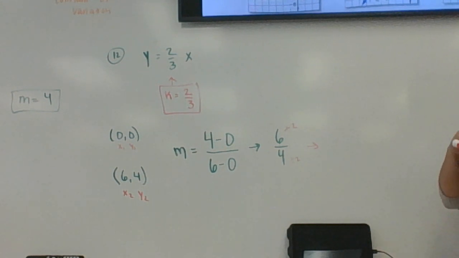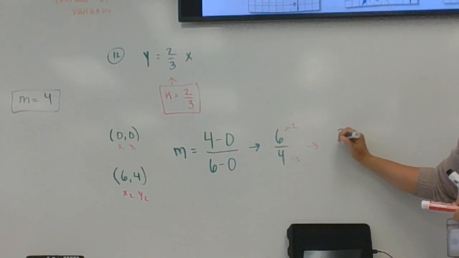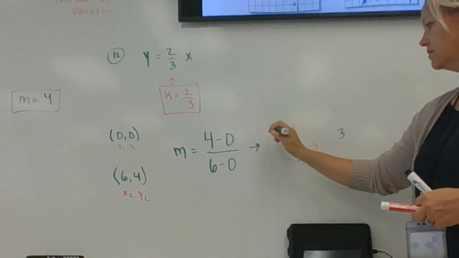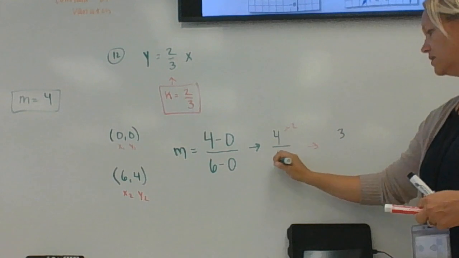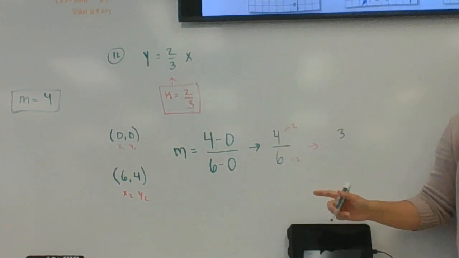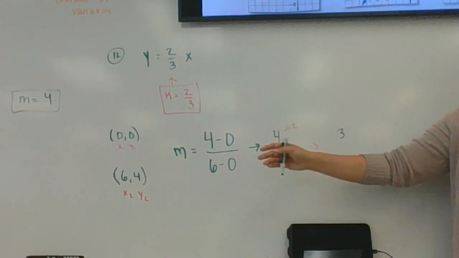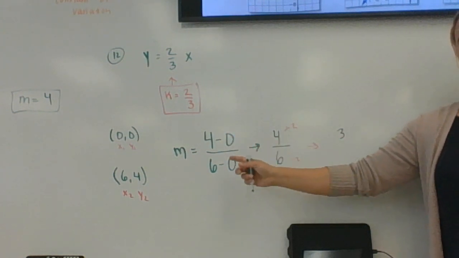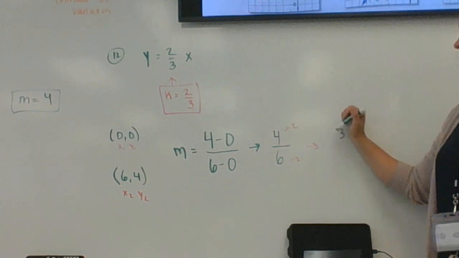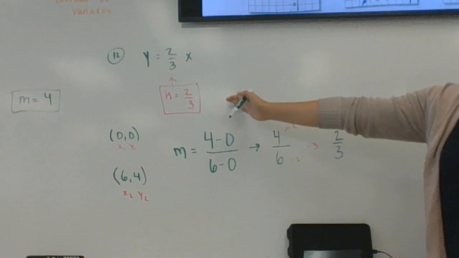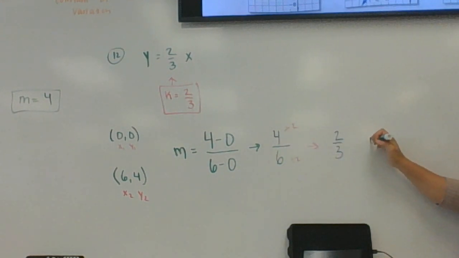6 divided by 2 is 3. Oh man, I switched my numbers. Sorry guys, I was distracted. Does everybody have 4 over 6? I switched those. I messed that up. 4 minus 0 is 4. 6 minus 0 is 6. Divide the top and bottom, and you have 2/3, which matches your k value. M and k are the same. Slope and constant of variation are the same.